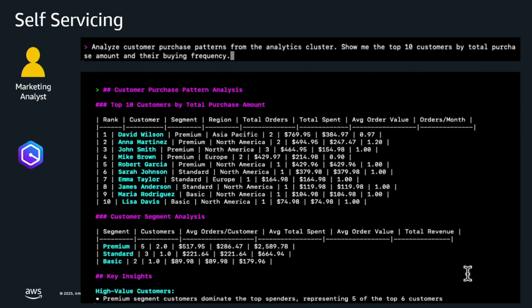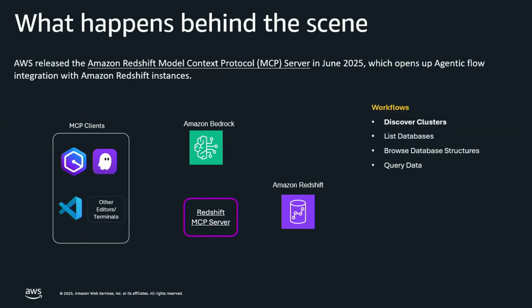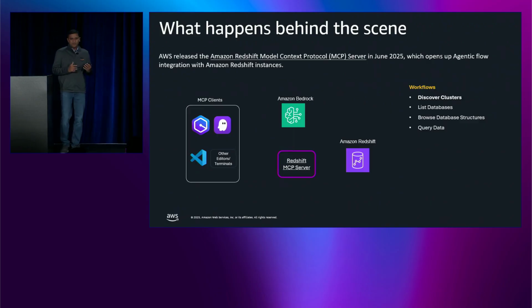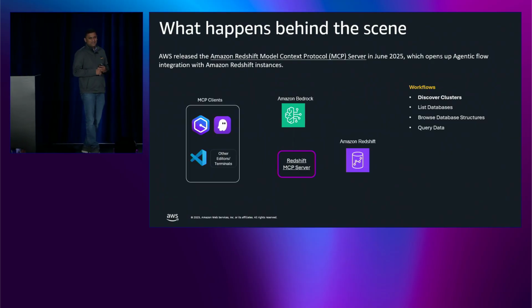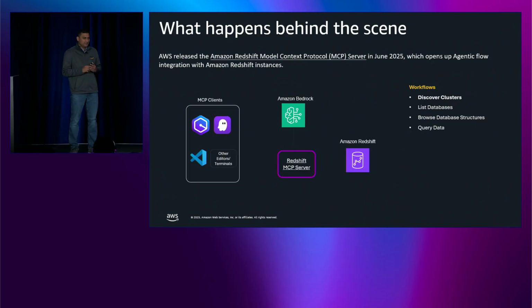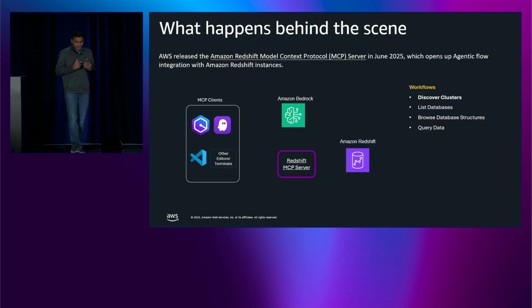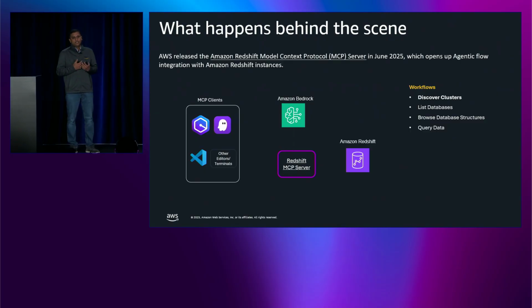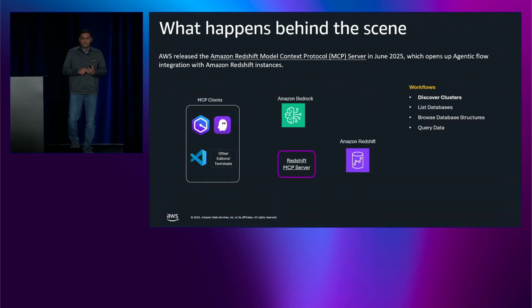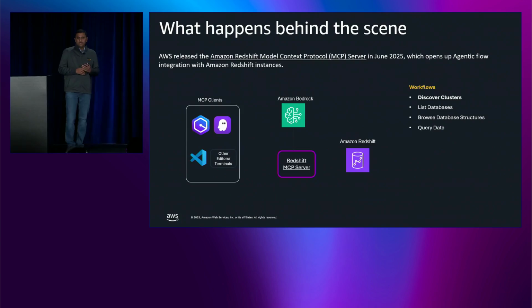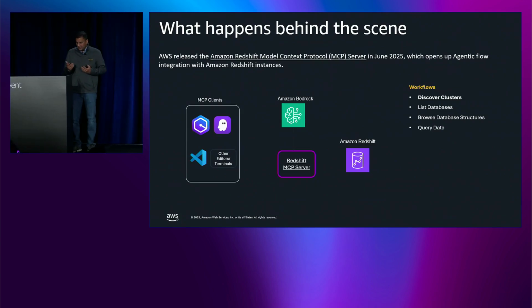So let's see how this can be achieved using Redshift MCP servers. How many of you know what is MCP? Just show of hands. All right, so MCP is the buzzword now, everybody understands, but very quickly, it is a standardized protocol for applications to communicate with LLMs. And Redshift launched the Redshift MCP server in June 2025, and we have seen significant adoption from that time.